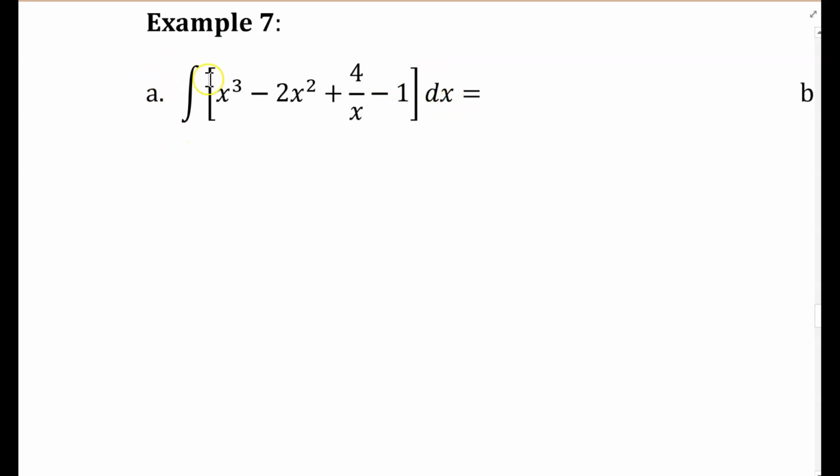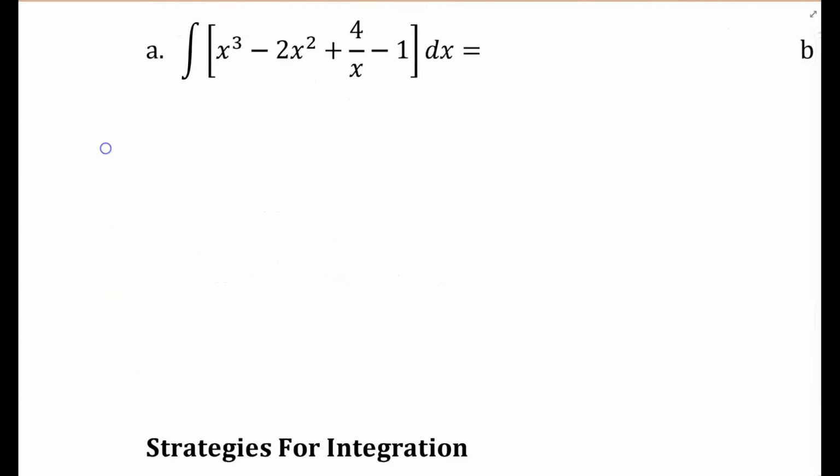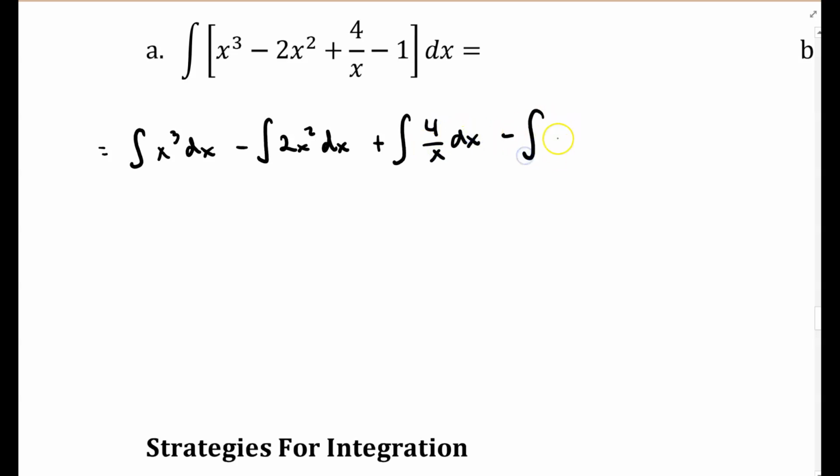So it's just saying I'm taking the integral of all of this. So what can I do? Well, that property that we just looked at, number 3, I can take the integral of each piece of this. And I'll write this for this first term, right? This is the integral of x cubed dx minus the integral of 2x squared dx plus the integral of 4 over x dx minus the integral of 1 dx, okay?